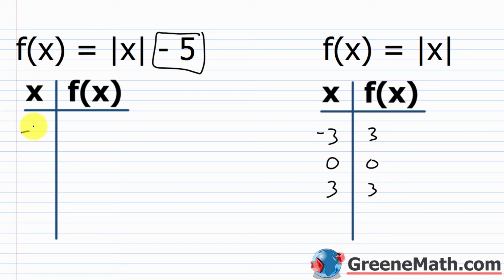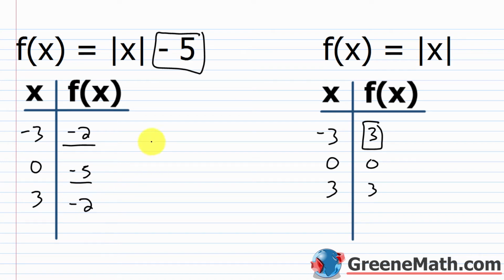For this guy, if we have -3, 0, and 3, again, I plug in a -3 here. I take the absolute value, I get this result, but then I just get -5. So I can basically take these values and subtract away 5 and give myself the y value from over here. So 3 minus 5 would be -2. 0 minus 5 would be -5. 3 minus 5 would be, again, -2.